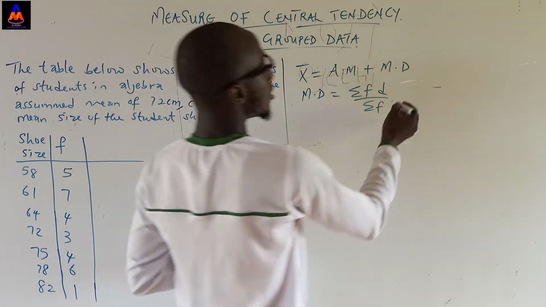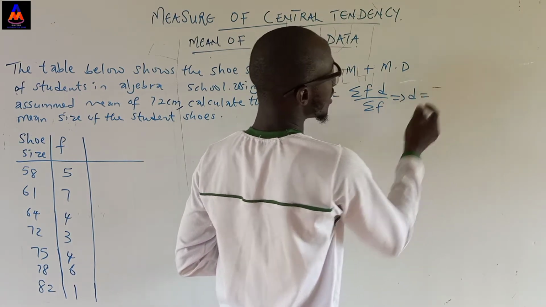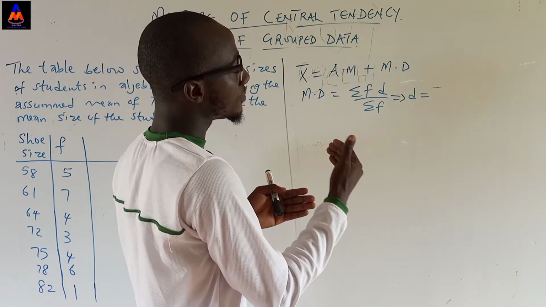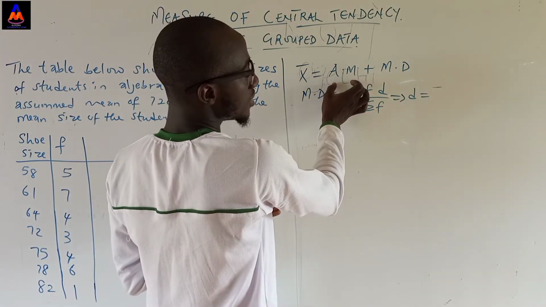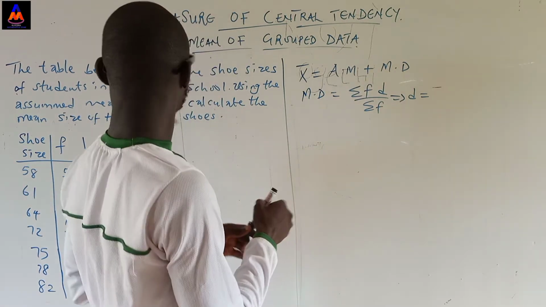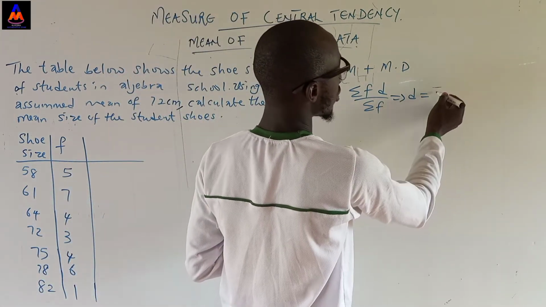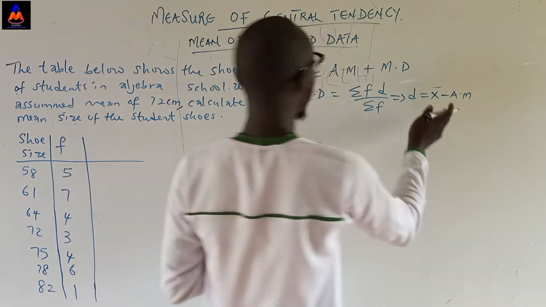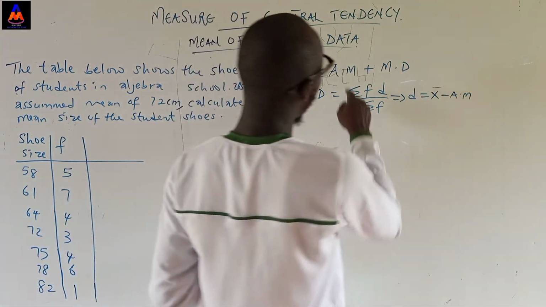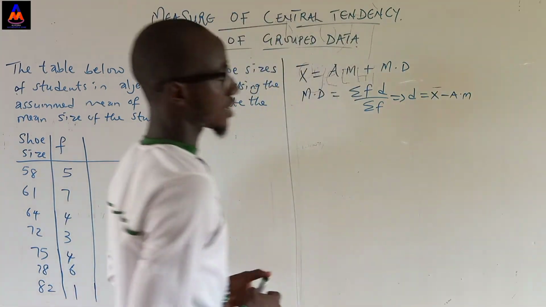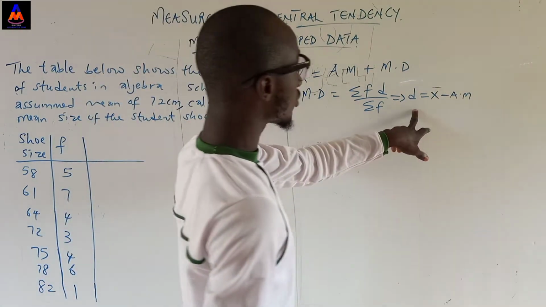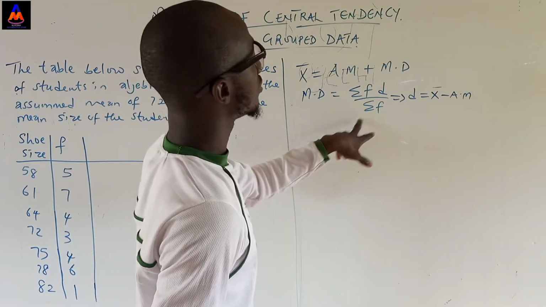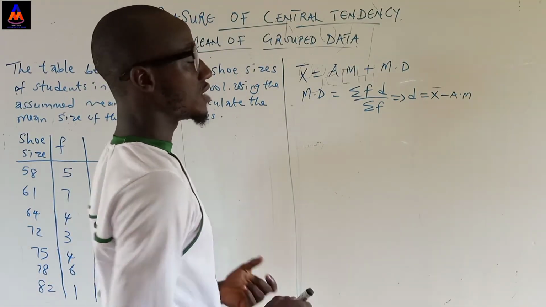I'm going to break this down. You can see your D here. D is the deviation. Deviation is the distance of the assumed mean from each of the data. What I mean is that each of the data, you call it X, then you subtract the assumed mean from each of the data, and that gives you your deviation. How far is the assumed mean from each of the data? That is what we call deviation. So if you are able to get your deviation, then you calculate your summation FD, your frequency times your D, and divide by summation F to get your mean deviation.